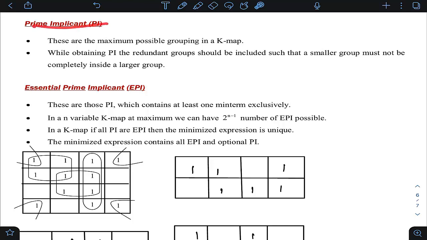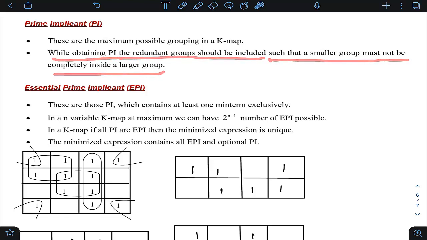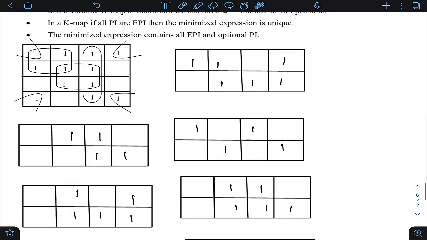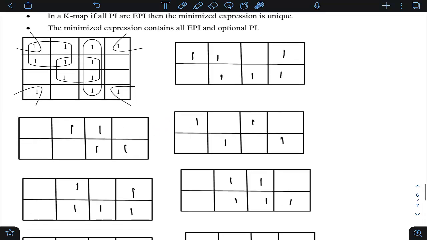So prime implicants are the maximum possible groupings in a K-map. While obtaining PI, the redundant group should be included such that a smaller group must not be completely inside a larger group. What is the meaning of this? Suppose, students, this is a map given and they ask us to obtain the number of prime implicants and the number of essential prime implicants.